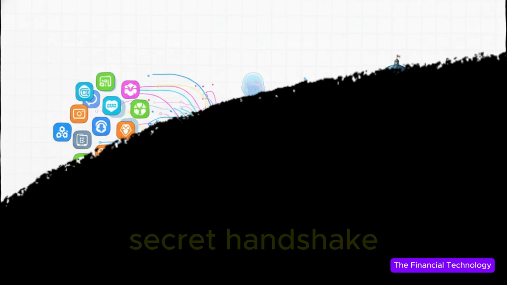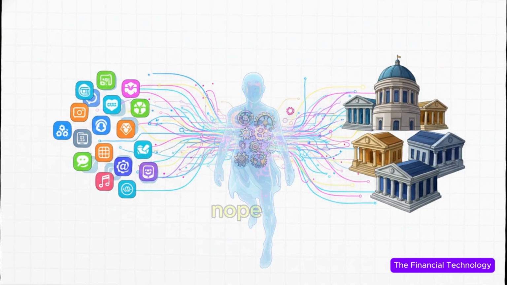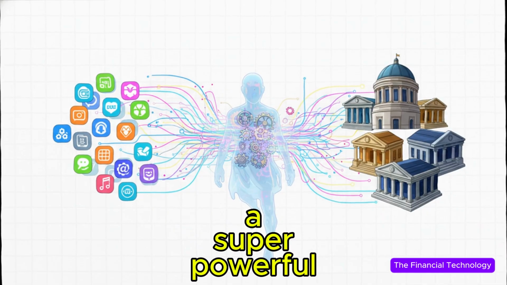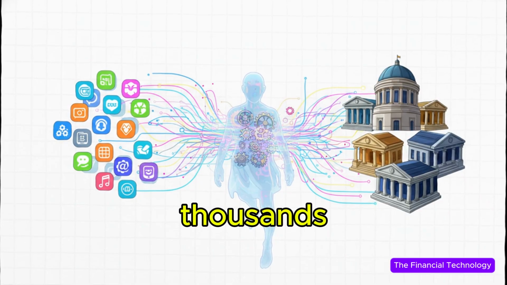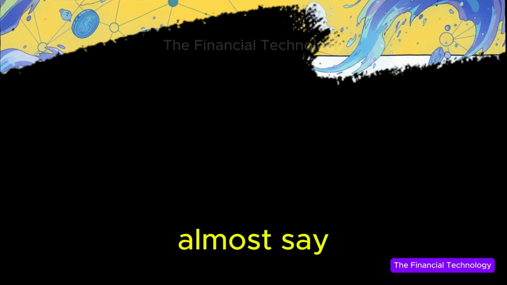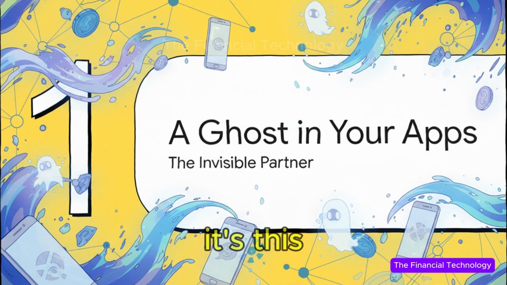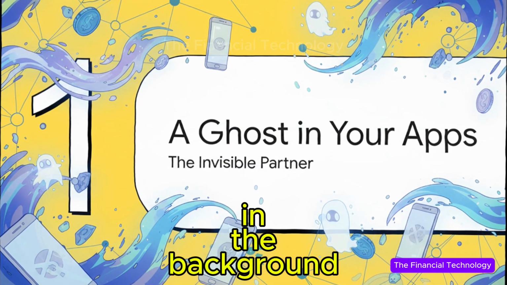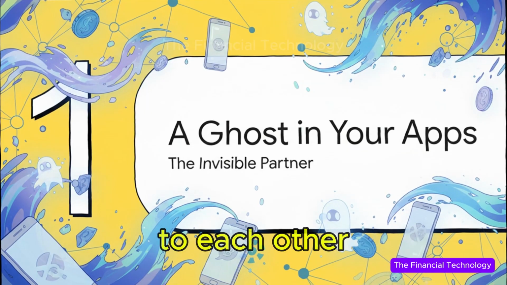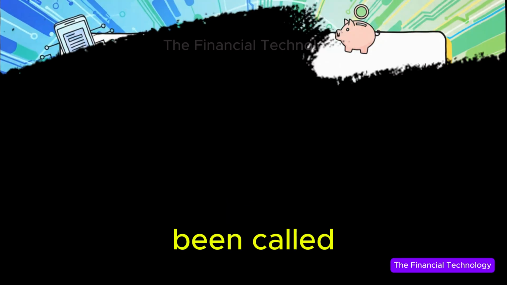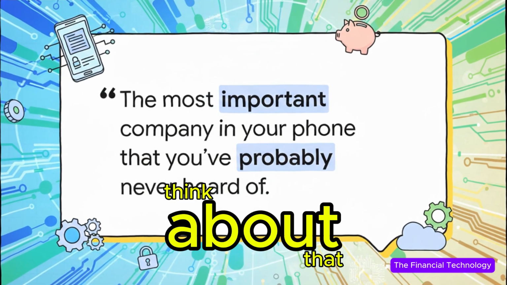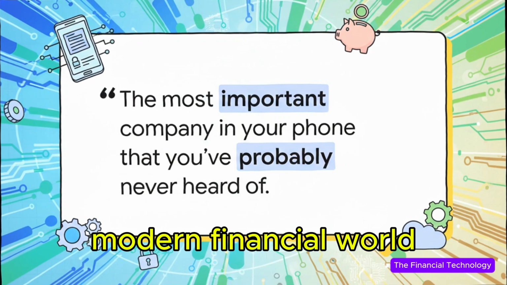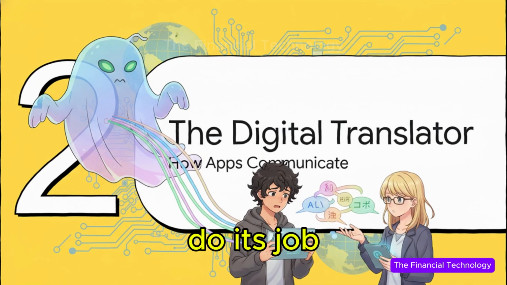How in the world is that even possible? Well, the answer isn't some secret handshake between your bank and Venmo. Nope. It's actually a super powerful and kind of invisible middleman that connects thousands of financial apps to tens of thousands of banks. Yeah, you could almost say there's a kind of ghost inside your financial apps. It's this silent partner that's always working in the background, just making sure everything can talk to each other smoothly. In fact, it's been called the most important company in your phone that you've probably never heard of. Think about that. It's a critical piece of the modern financial world, but most of us don't even know its name. So how does this ghost actually do its job?